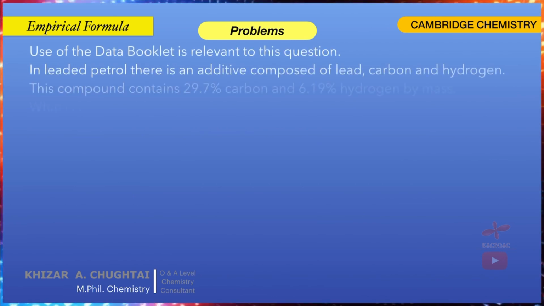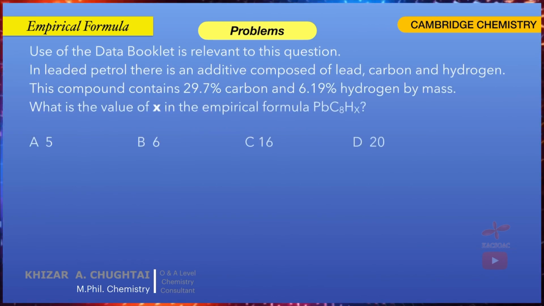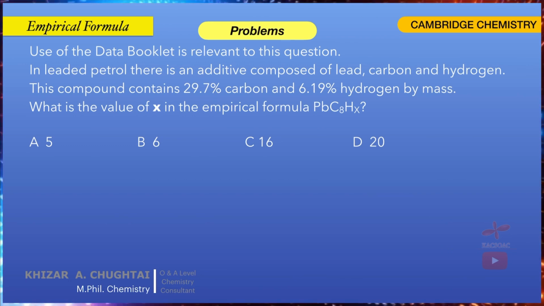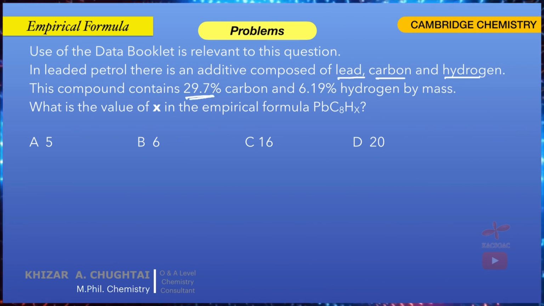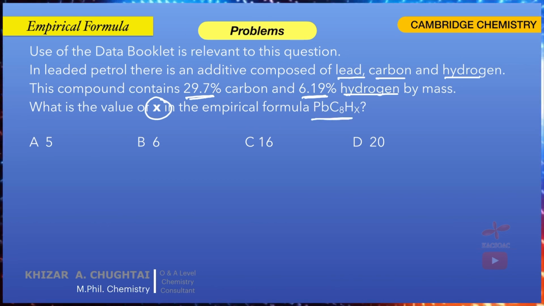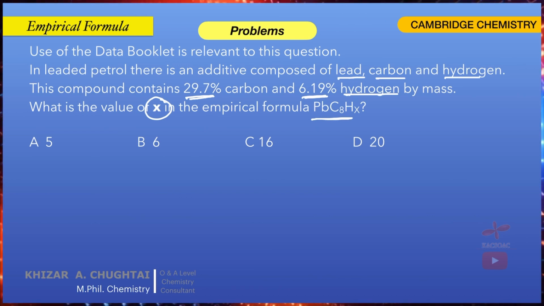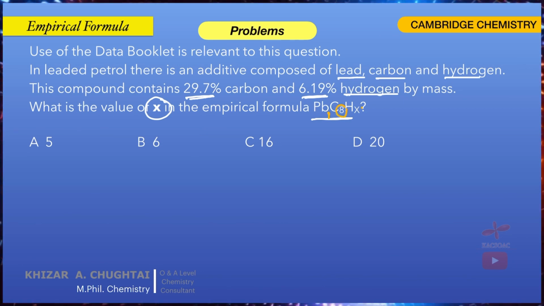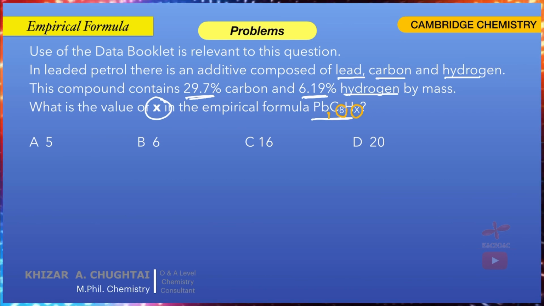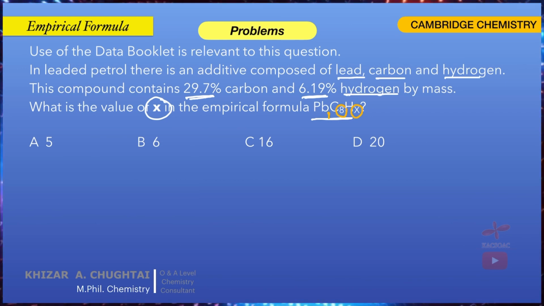The next question is, use of the data booklet is relevant to this question. In lead petrol, there is an additive composed of lead, carbon and hydrogen. This compound contains 29.7% carbon, 6.19% hydrogen by mass. What is the value of X in the empirical formula PbC8HX? You can see in the formula the value of Pb is 1, the ratio of carbon is 8, and the ratio of hydrogen is X. So we are supposed to find the value of X.